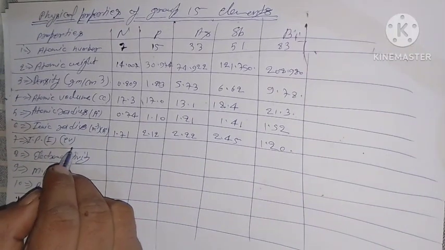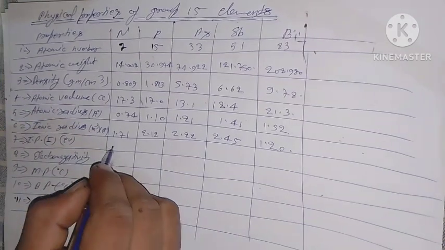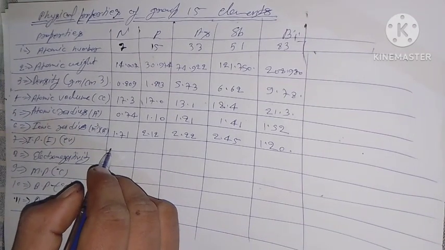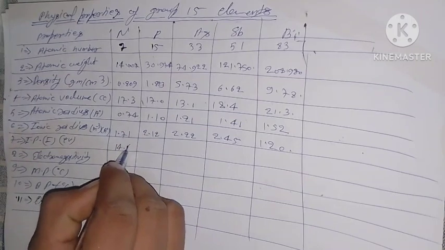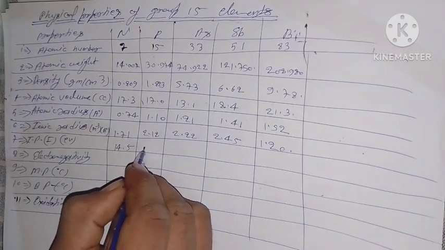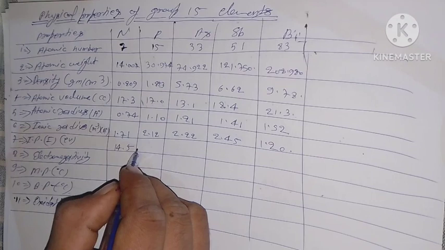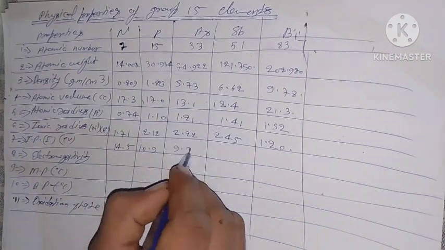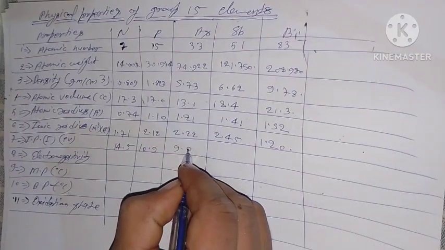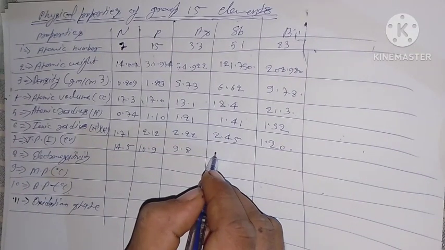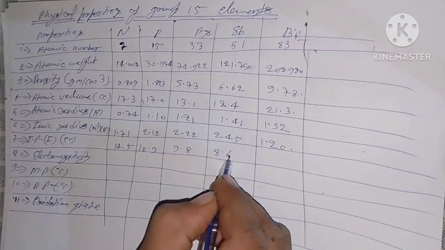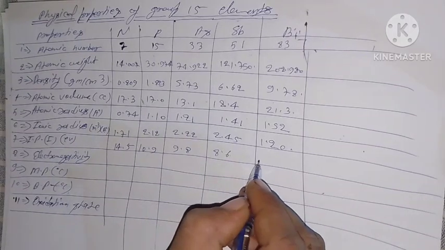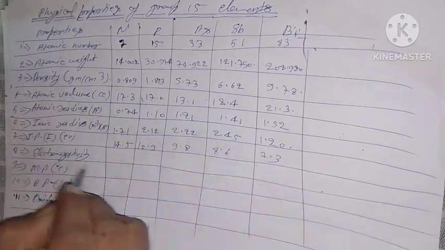Ionization potential. First ionization potential in electron volt of nitrogen is 14.5, phosphorus is 10.9, arsenic is 9.8, antimony is 8.6, and bismuth is 7.3.